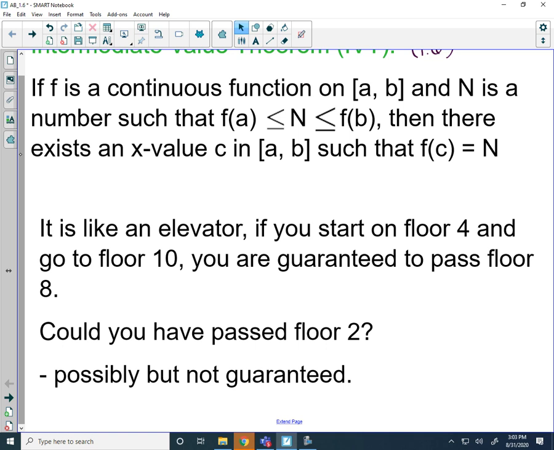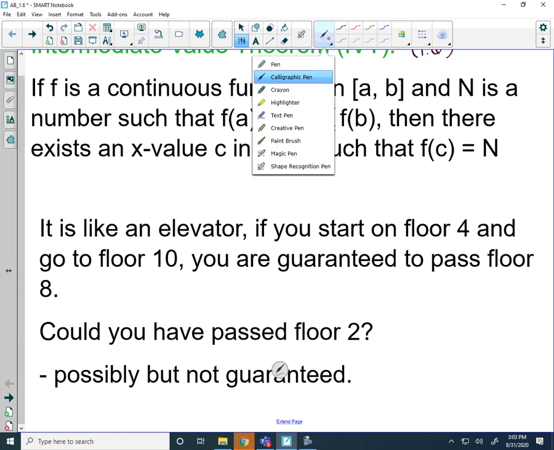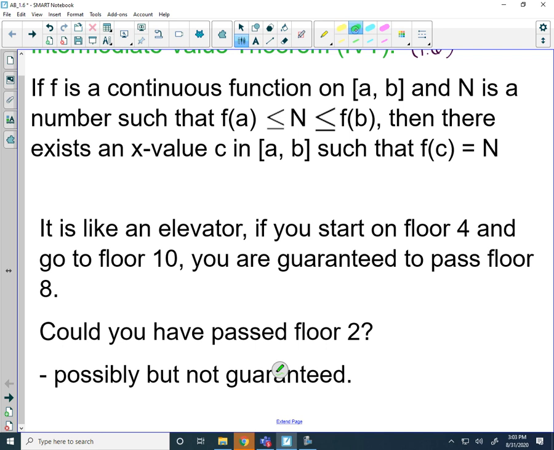Remember, when we're working with theorems, we want to figure out what our necessary conditions are. So in IVT, our necessary conditions are the function has to be continuous on a closed interval, and the number n has to be between the y values f of a and f of b. So those are the conditions that must be met in order for us to apply IVT. If those 2 conditions are met, IVT guarantees an x value c such that f of c equals n.